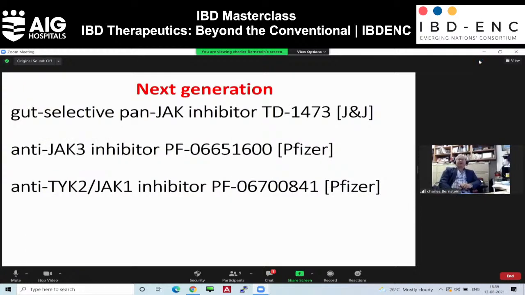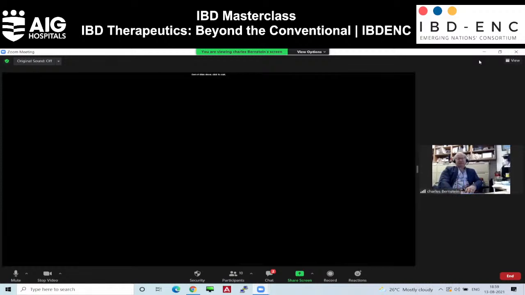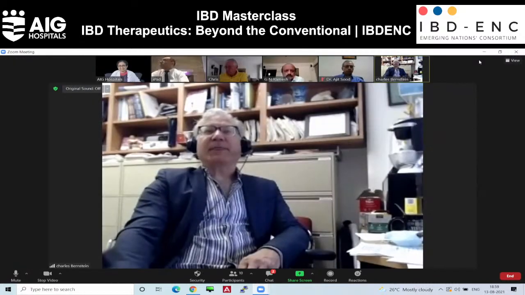There are some next generation JAK inhibitors coming from J&J and Pfizer, more selective JAK inhibitors, anti-TYK2 and JAK1 inhibitors, which is a combination, also from BMS. So I think that we're going to see JAK inhibitors for some time to come. And with that, Dr. Banerjee and the rest of the team, I will end my talk.